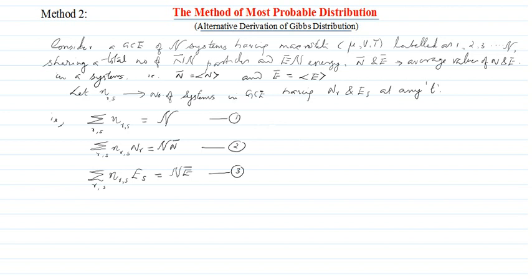So that's the thing. Now what we are going to do, the method is the method of most probable distribution. So we have to determine statistically which will be the most probable distribution.